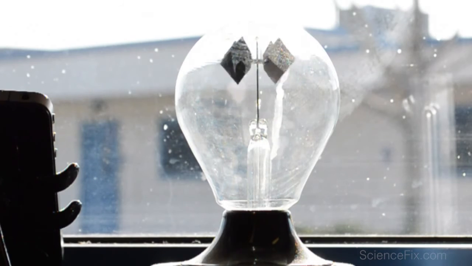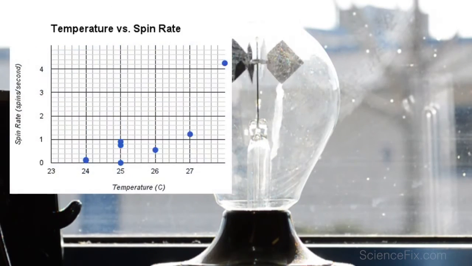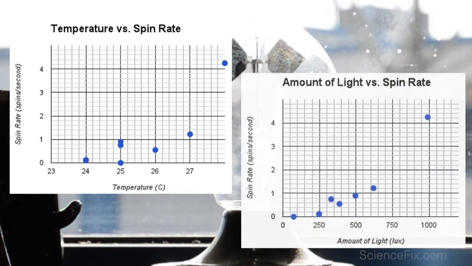So again, my students wonder, is it the temperature or is it the amount of light that's affecting the spinning rate of the radiometer? So here's the temperature data. So we have a low of 24 degrees Celsius and a high of around 28 degrees. And you can see the spinning rate goes from 0 to 4.